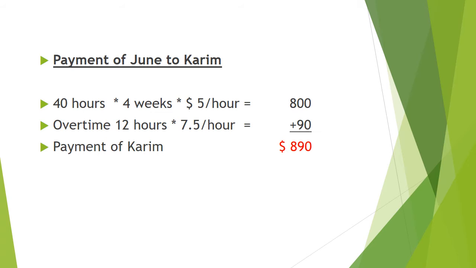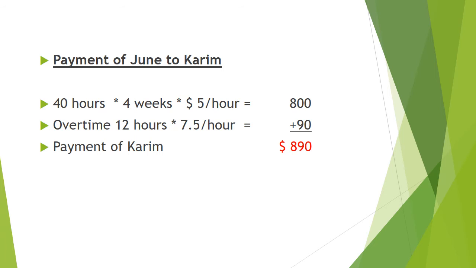Now we will see the working of payments of June to Cream. 40 hours in a week multiplied by 4 weeks, we will find out the whole month, and then at $5 per hour, $800 per month. He earned $800 in the month of June, and overtime is 12 hours multiplied by 7.5 per hour.